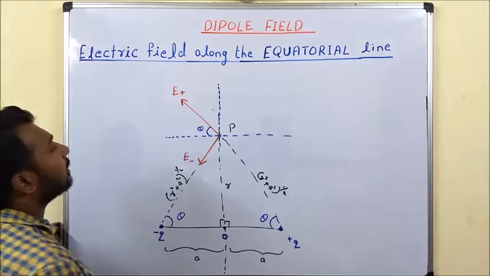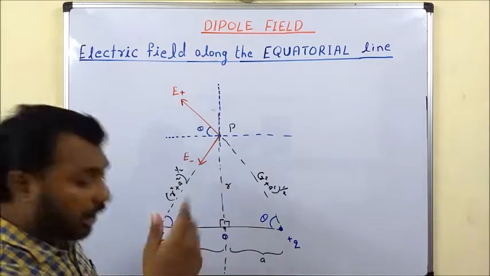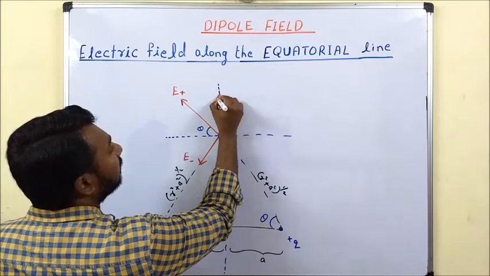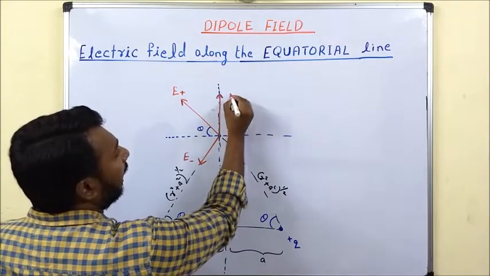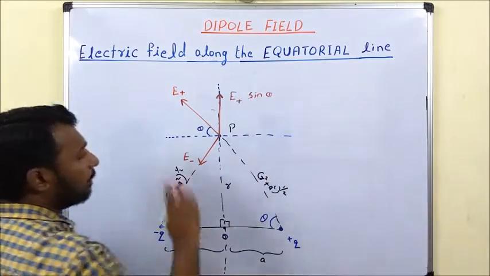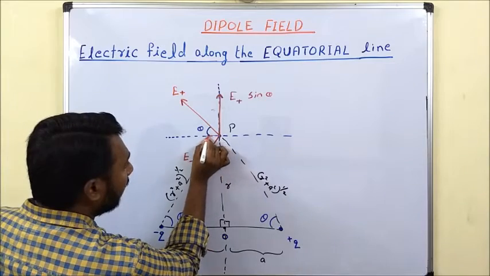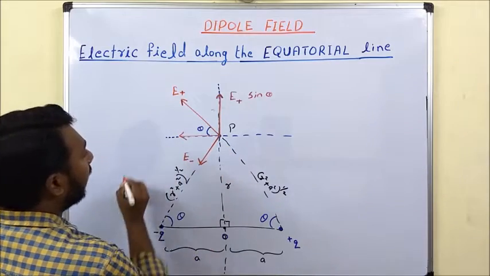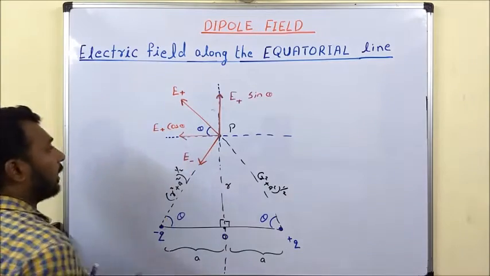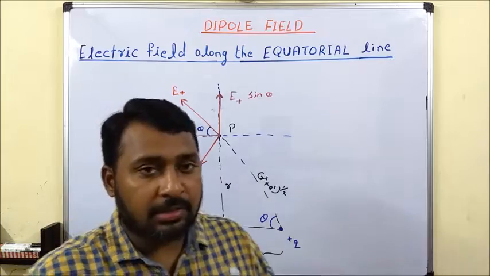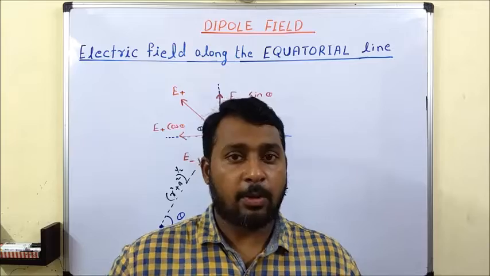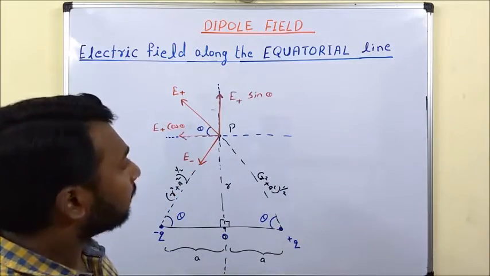Now I am going to resolve this E plus into its rectangular components. So one component will be along this, and that will be E plus sine theta, meaning the sine component, and the other component will be along this, and it will be E plus cos theta. That means I have resolved E plus into its rectangular components. One is the sine component and the other one is the cos component. So is that clear? Yes.